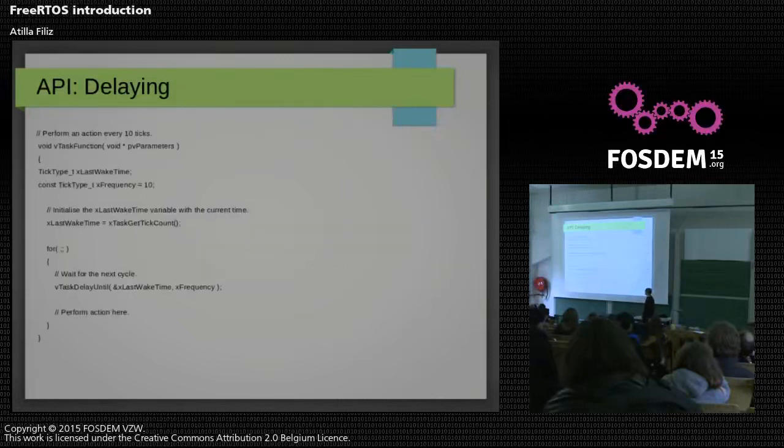So I hope this is readable. Yes, it is. This is what a task function looks like. Basically, I should have called the frequency actually period. So I have a wake up period, I get a last wake time, and then I start an infinite loop where I call task delay until, see that I don't do any manual updating, and then I put in whatever my task functionality is.